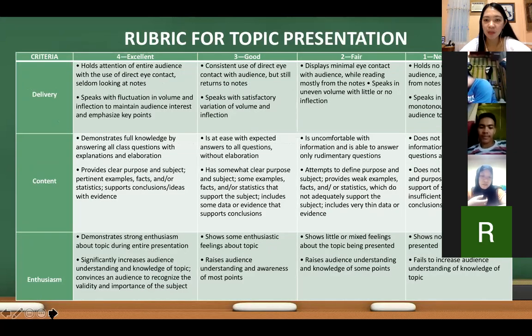And for the topic presentation, here are the criteria. You will be rated based on how you deliver the topic. Kung meron bang mastery, as in maganda ka talaga mag-deliver. Yung content, tama ba yung mga pinagsasabi mo? And the enthusiasm, or paano mo ba nakukuha yung attention ng audience mo?